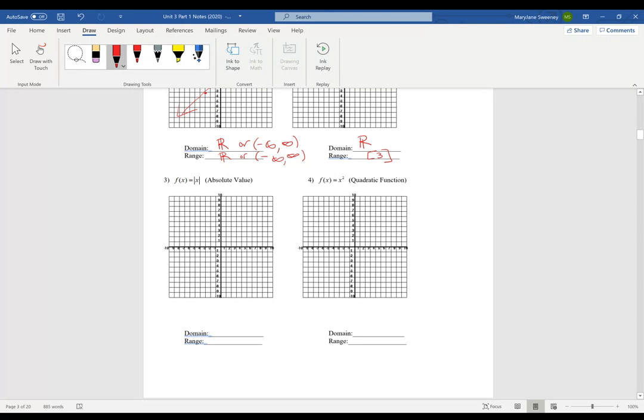Absolute value. Well, if you think of plugging in, absolute value of 0 is 0. Absolute value of 1 is 1. 2 is 2. 3 is 3. The absolute value of -1 is positive 1. Absolute value of -2 is positive 2. -3 is positive 3. So the absolute value looks like a V shape. Domain, all reals. Range, hard bracket 0 to infinity, or sometimes people will say y greater than or equal to 0.